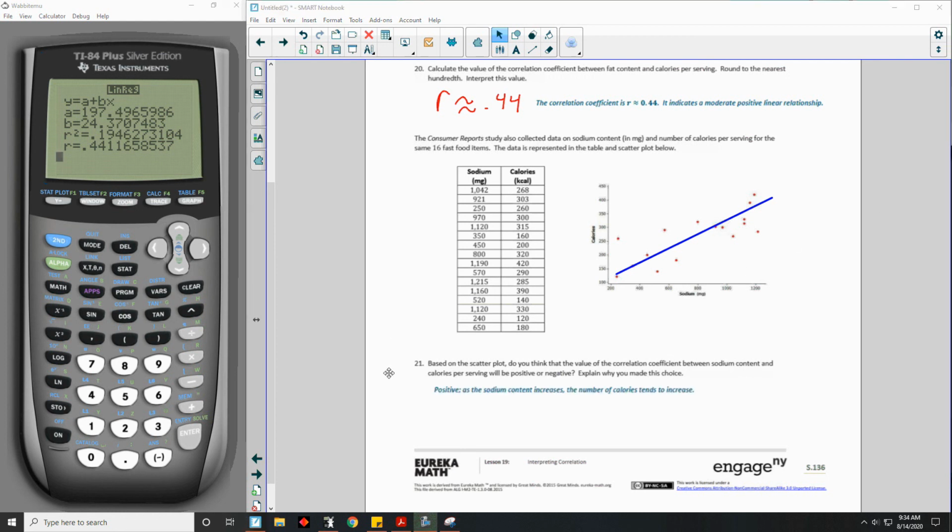Okay, and the reason is, as X increases, so does Y. Positive: as the sodium content increased, that's X, the number of calories tended to increase, that was our Y. X increases, Y increases, positive correlation.